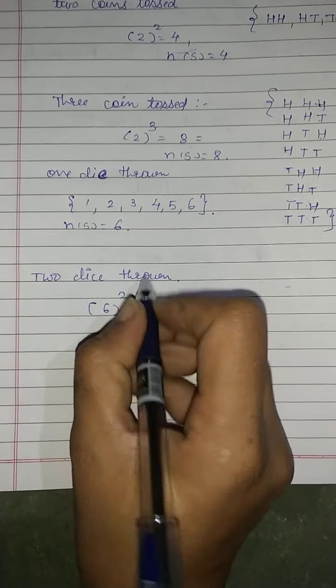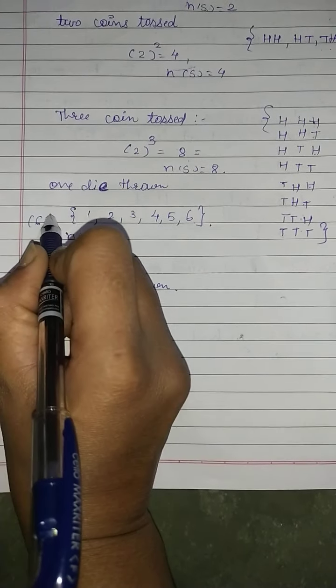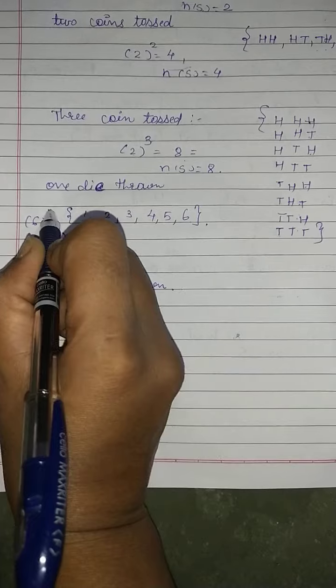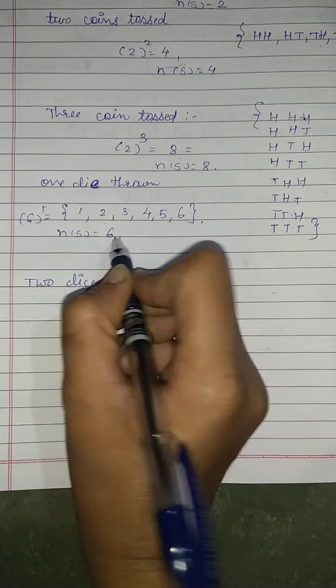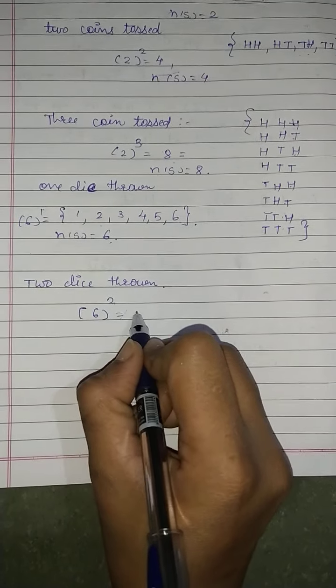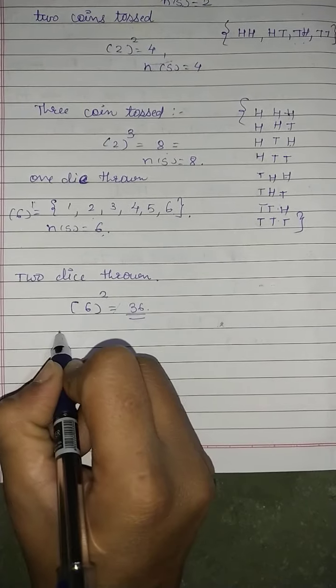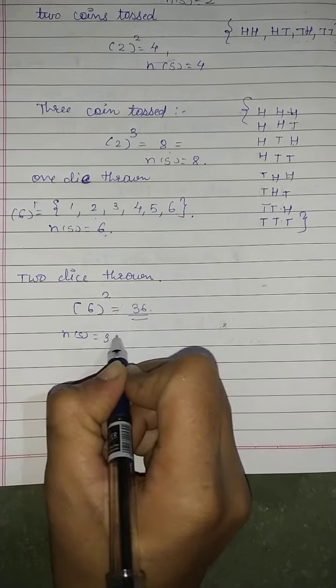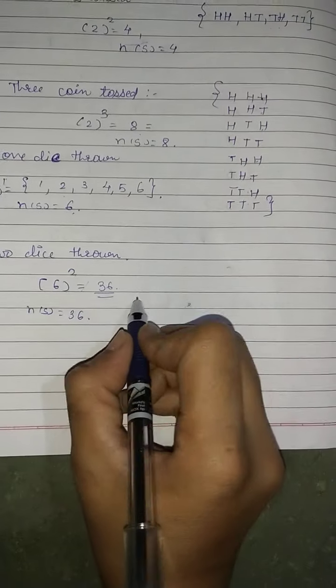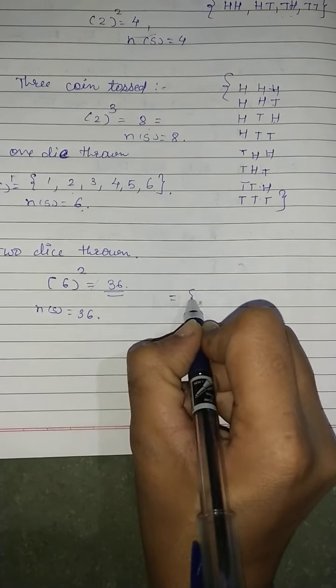So 6 to the power 2. Here again 6 faces was there, and 2 to the power 1. So how many sample space was there? 6. Here 6 square is 36. 36 sample space will be there. So n of S equals 36.